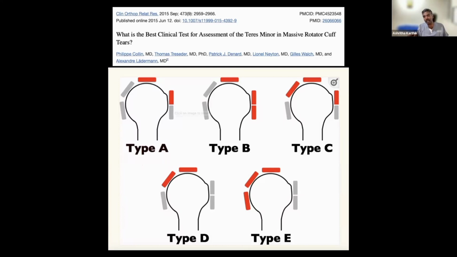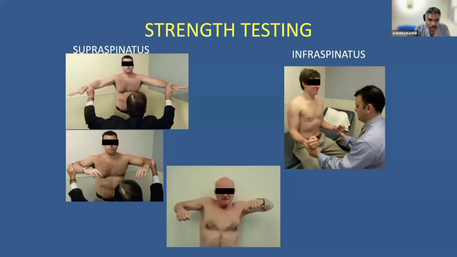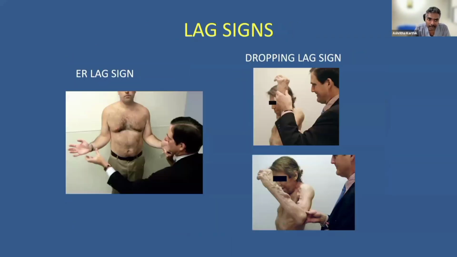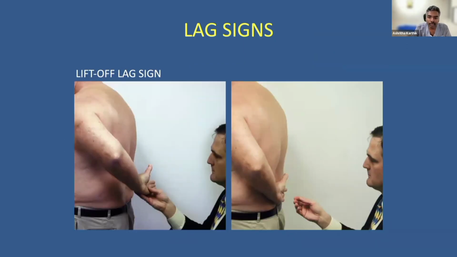So if teres is gone, you have to warn the patient or counsel the patient accordingly. So always look for the external rotation lag sign. That is something you should always look for in all cuff tear patients. The external lag sign, as I showed you, that's forward. These are the other signs. Dropping lag sign are the other signs. Lift off, all of you know.